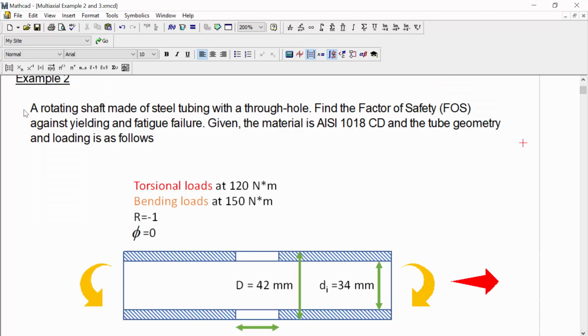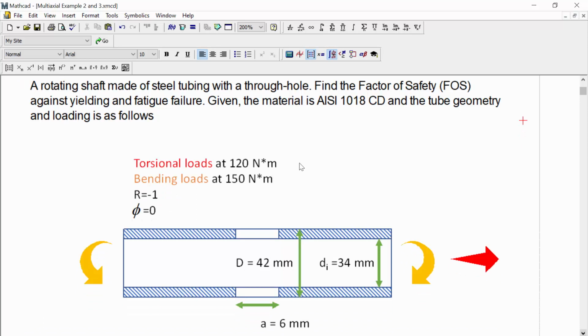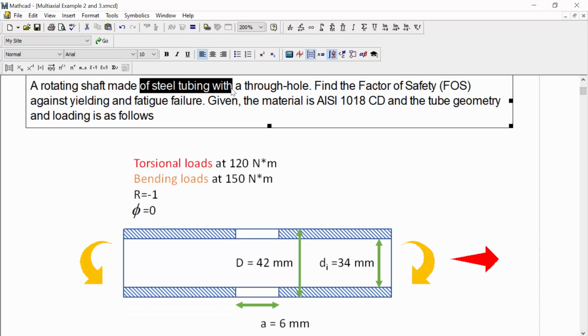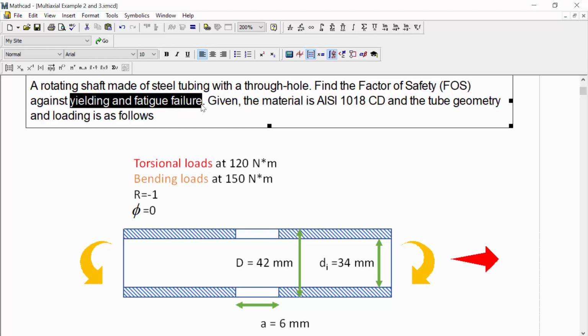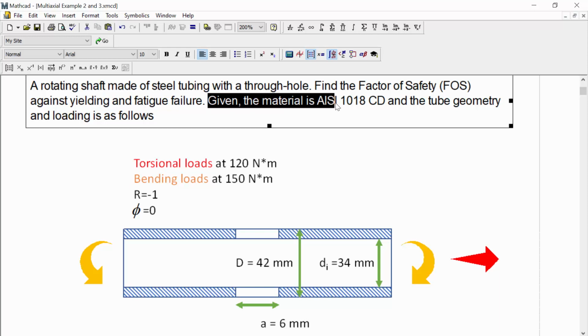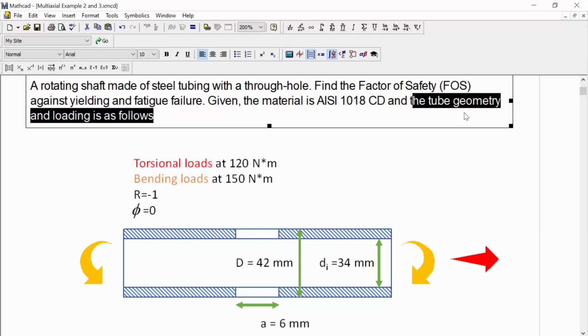In this example, a rotating shaft made of steel tubing with a through hole is given. We're asked to find the factor of safety against yielding and fatigue failure, given that the material is AISI 1018 cold drawn steel and that the tube's geometry and loading is as follows.